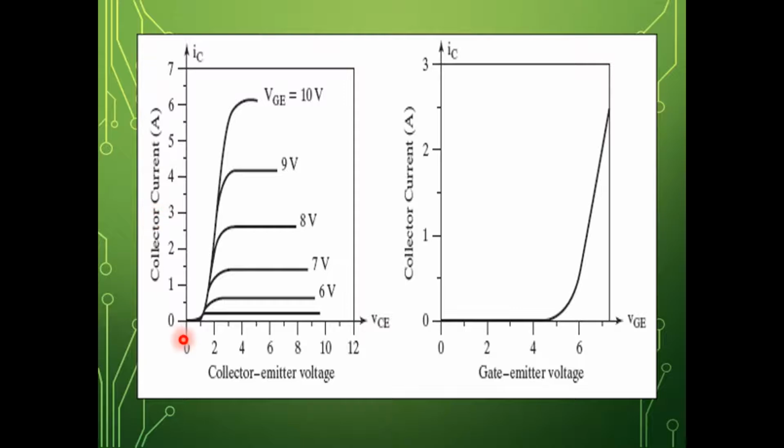Coming to the characteristics, the first one is the output characteristics, which is a plot of output voltage VCE and output current IC for different values of the input voltage, which is VGE. And you observe here VGE are all positive. It is no negative or zero. So the characteristics is similar to that of the MOSFET.